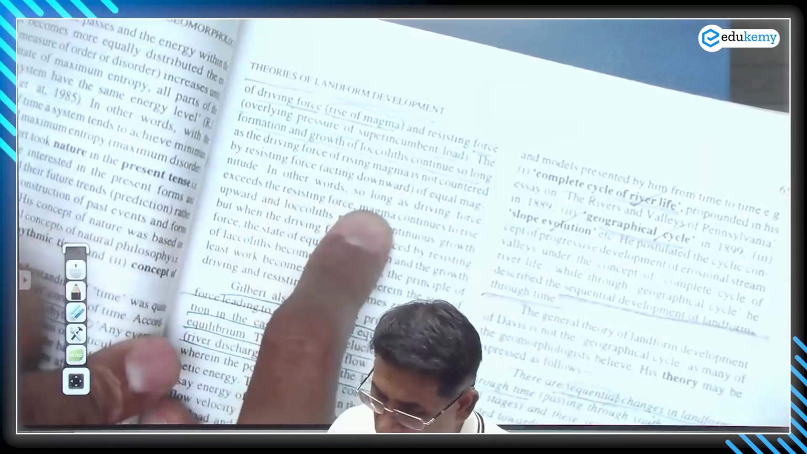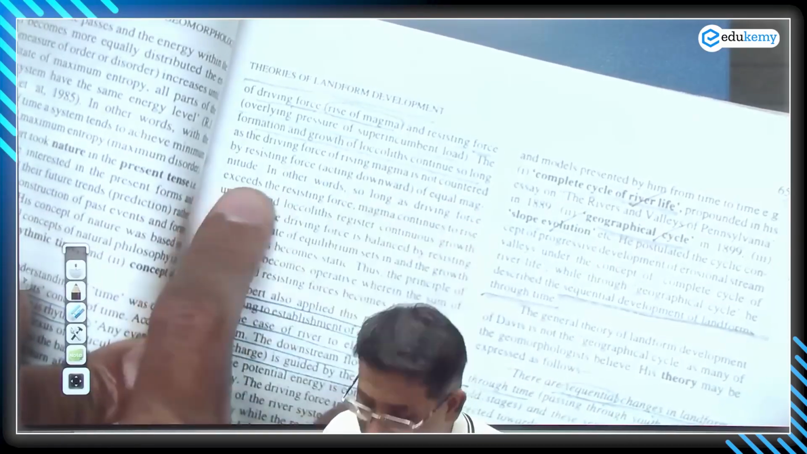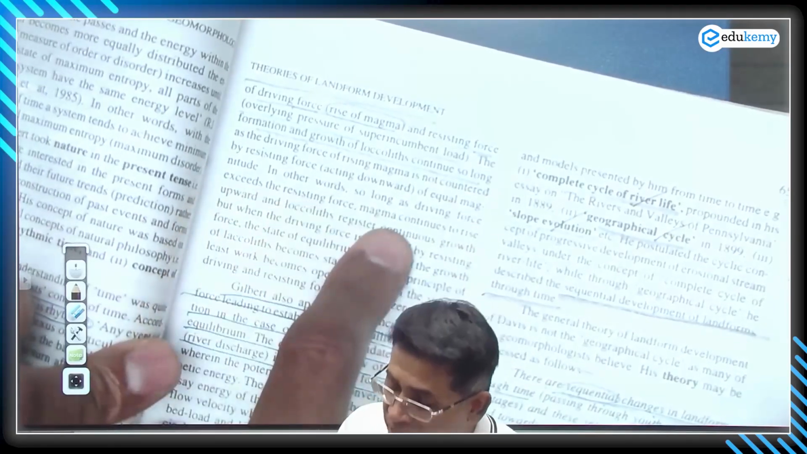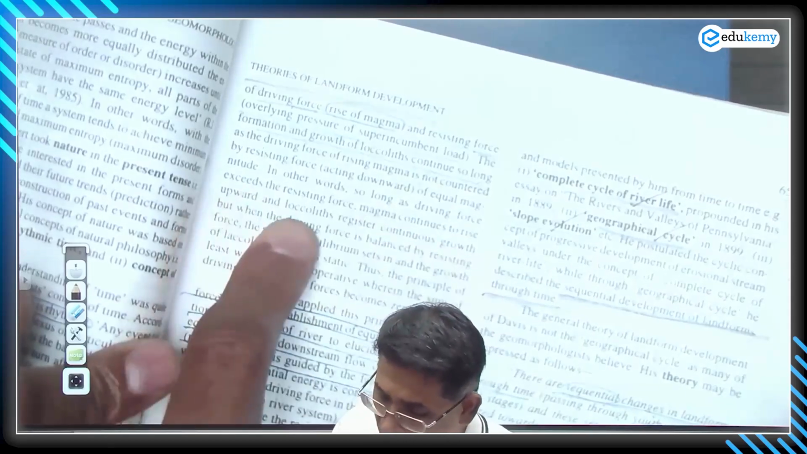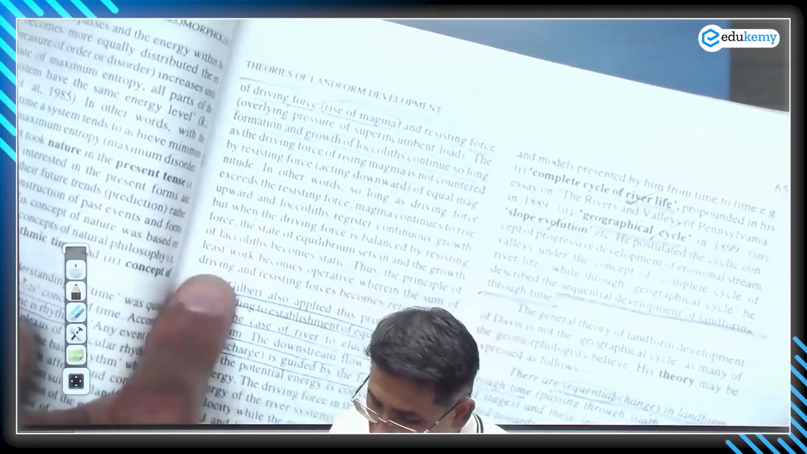In other words, so long as the driving force exceeds the resisting force, the magma continues to rise upwards and the laccolith registers continuous growth. The principle of least work is operative.